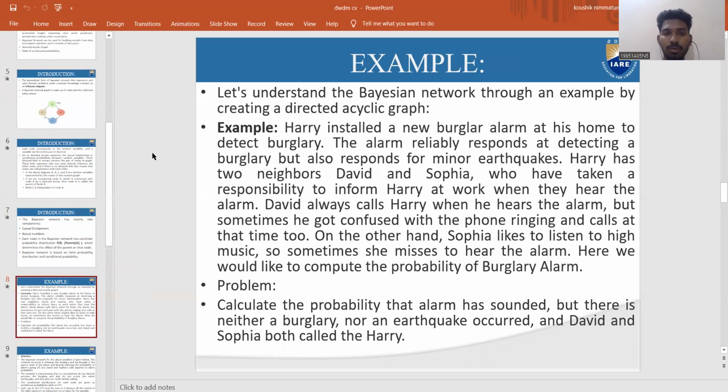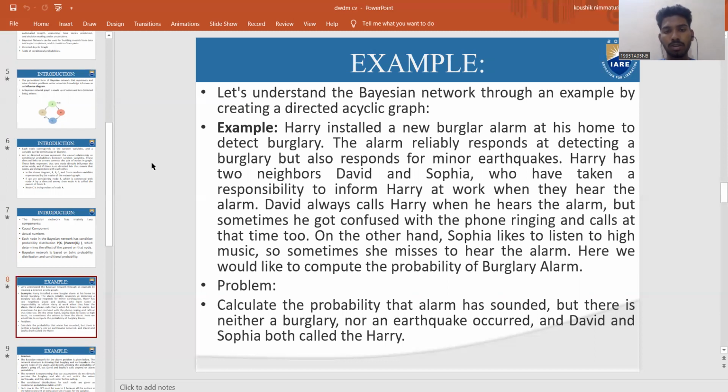So consider example one. Here Harry installed a new burglar alarm at his home to detect burglary. The alarm reliably responds to detecting a burglary, but also responds to minor earthquakes. Harry has two neighbors, David and Sophia, who have taken responsibility to inform Harry at work when they hear the alarm. David always calls Harry when he hears the alarm, but sometimes he gets confused with the phone ringing and calls at that time too. On the other hand, Sophia likes to listen to loud music, so sometimes she misses hearing the alarm.